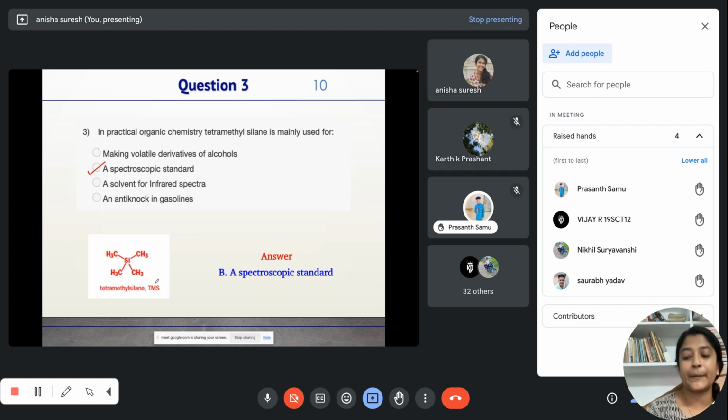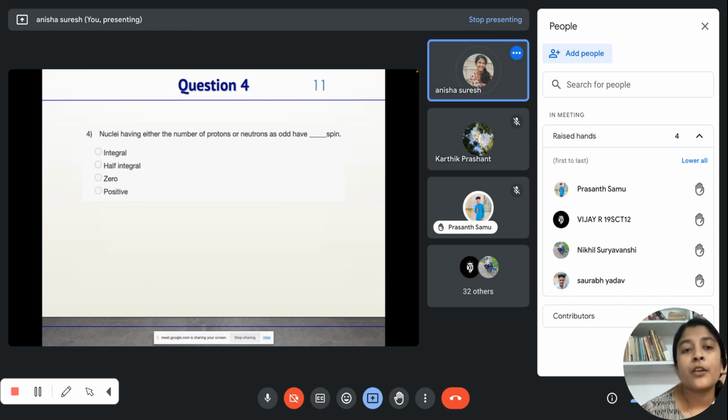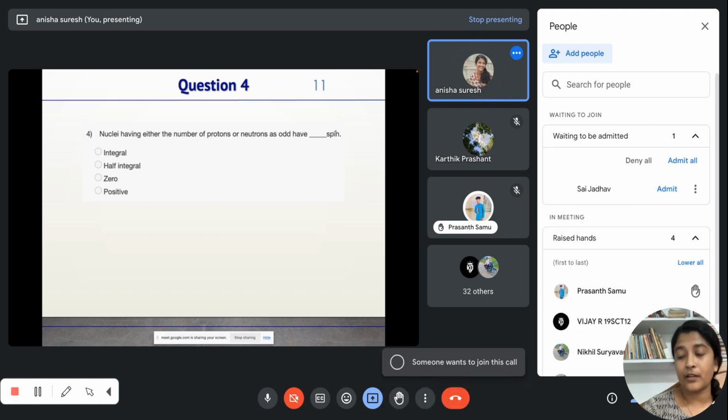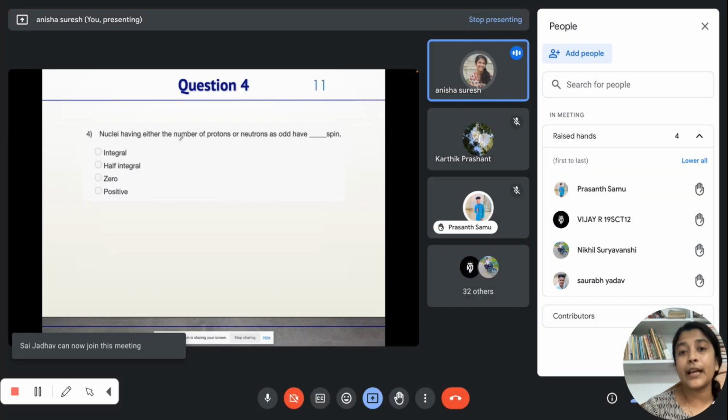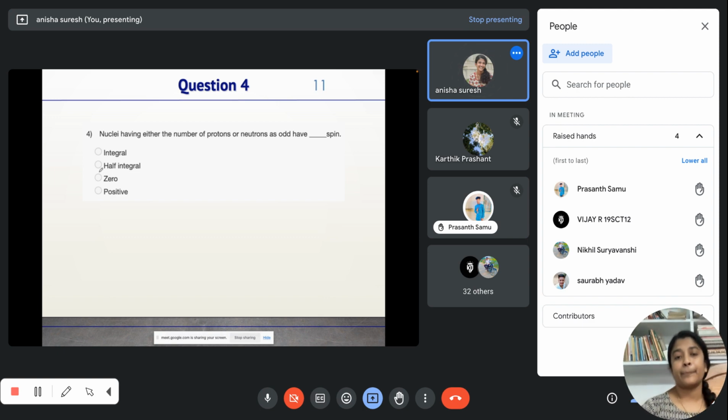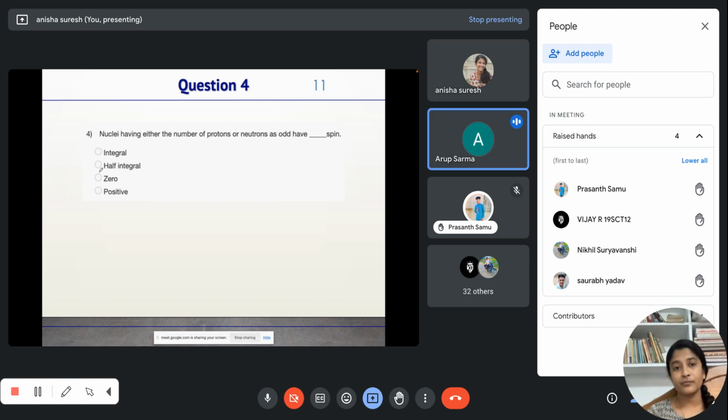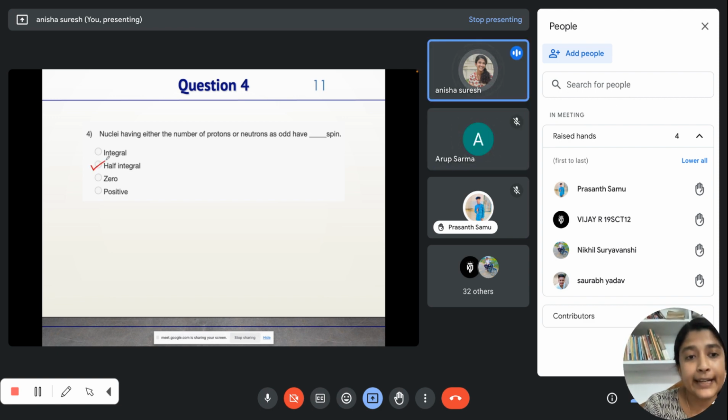Yes, ma'am. Okay. Now, nuclei having either the number of protons or neutrons as odd have dash spin. Option A integral, option B half integral, option C 0, and option D positive. Half integral is the correct answer.